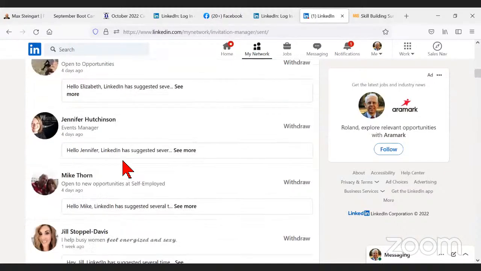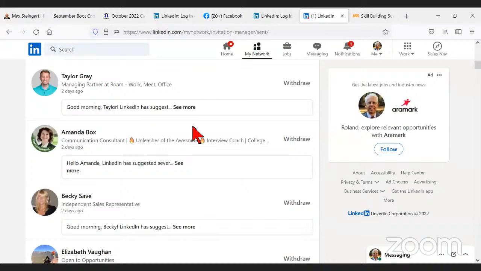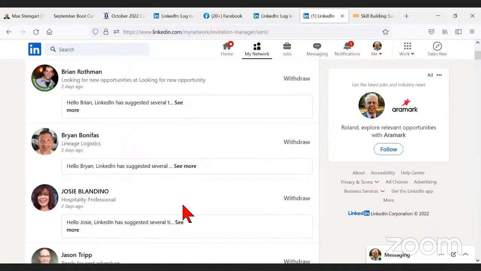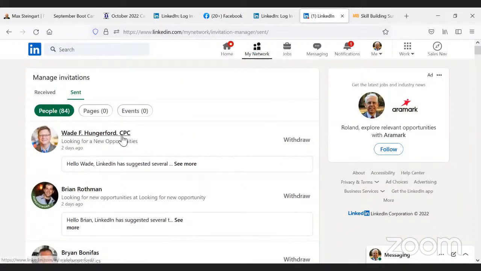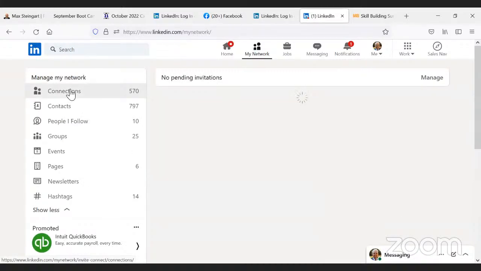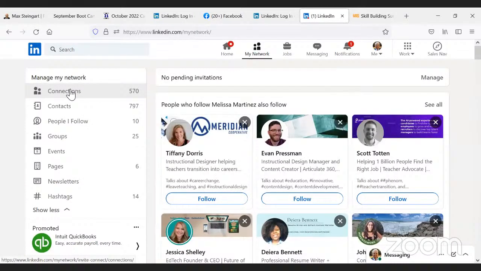Ultimately, every day, you're going to be reaching out to 10 people a day. You're going to start out slow with 5 a day, 10 a day. And then once they accept you, then they end up over here, and you're connected. Now we start the conversations. The conversations are going to be over here.